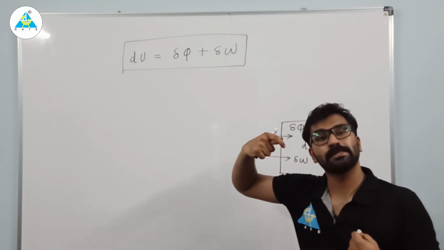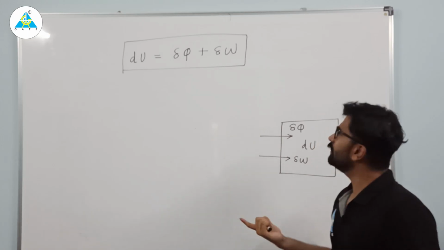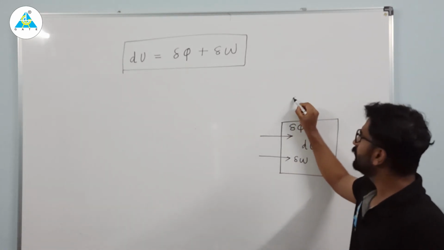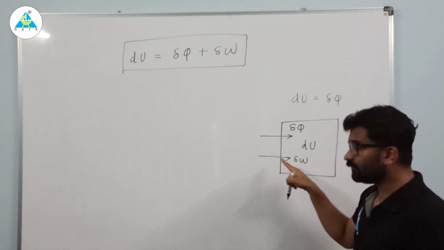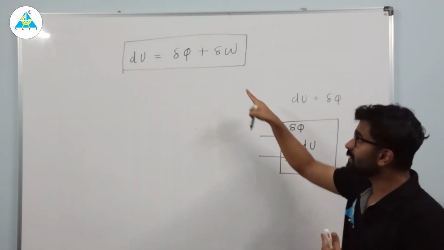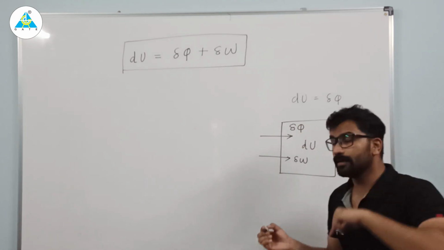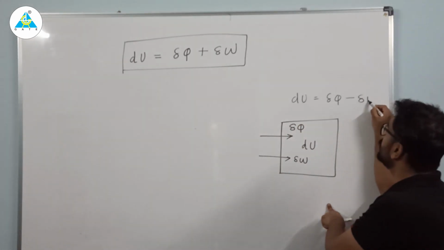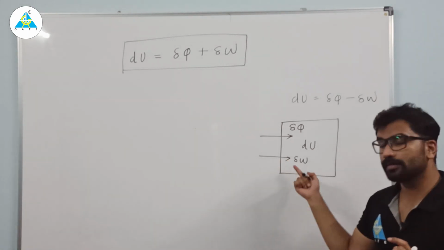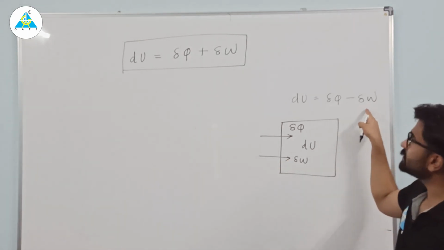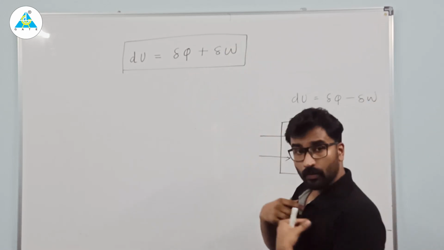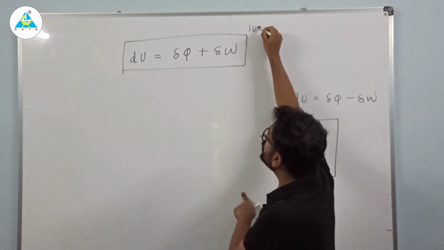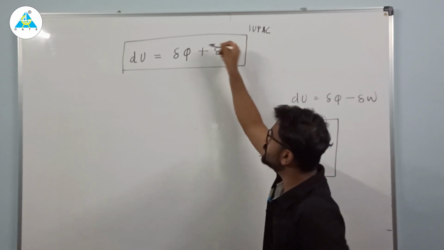Those who are using mechanical engineering sign convention, obviously du will be equal to del Q. For us, work done on the system is positive, that's why it is plus. For mechanical sign convention, work done on the system is negative. So del Q minus del W equal to du will be for their sign convention. Our sign convention is based on IUPAC. So this is our equation. Clear? I hope you understood.